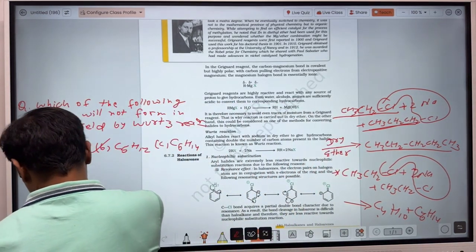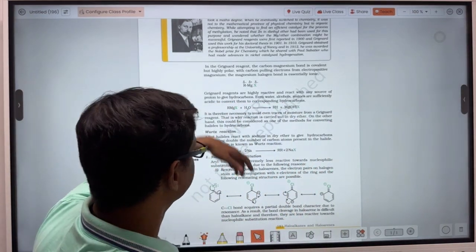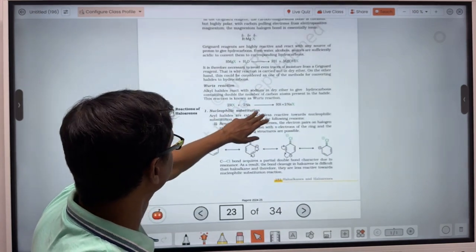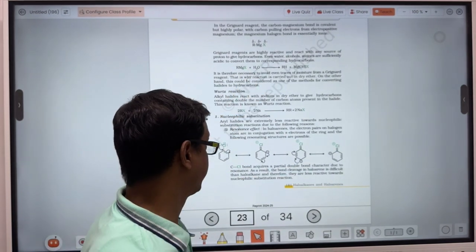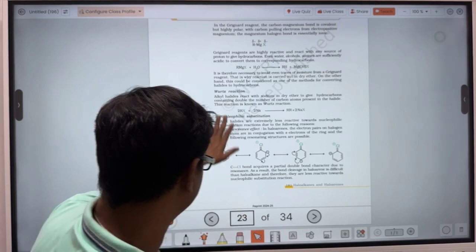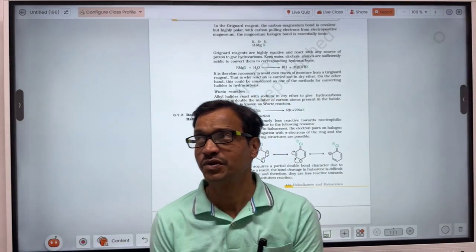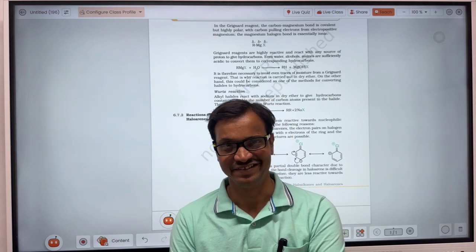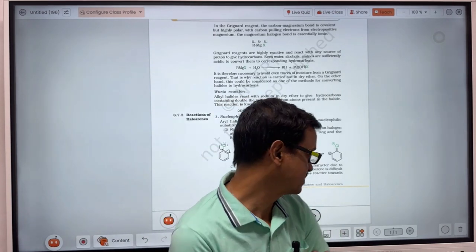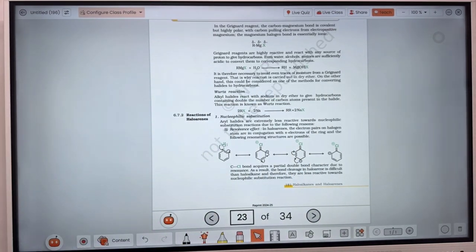Okay. Now let's see. That was about the Wurtz reaction. That's all about the reaction of haloalkane with metals. Now we will discuss the reactions of haloarene.